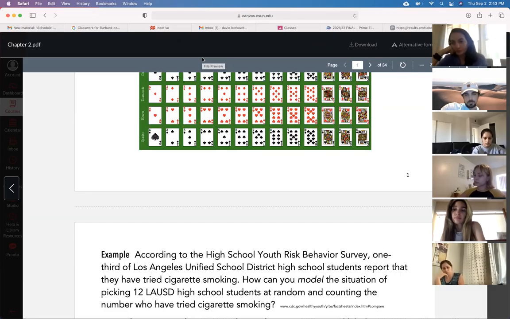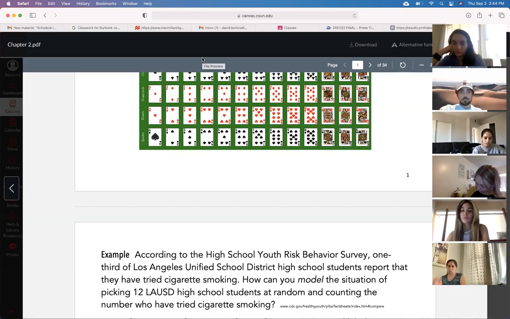Reshuffle, go on to the next student, pick a card. Ace, they say yes. 2 or 3, they say no. Reshuffle, pick another card, that's the next student. I do this 12 times. Every pick is asking the student, do you smoke? Every ace is the student saying yes. Every 2 or 3 is the student saying no. Gotcha. Thank you. Does that make sense?